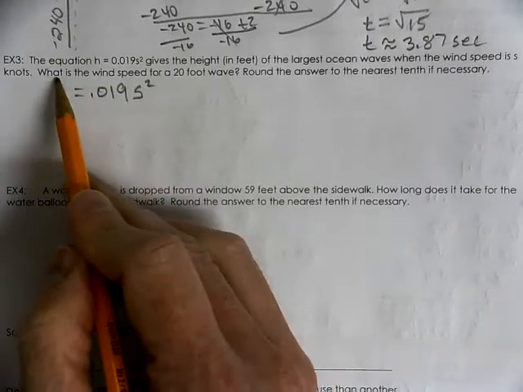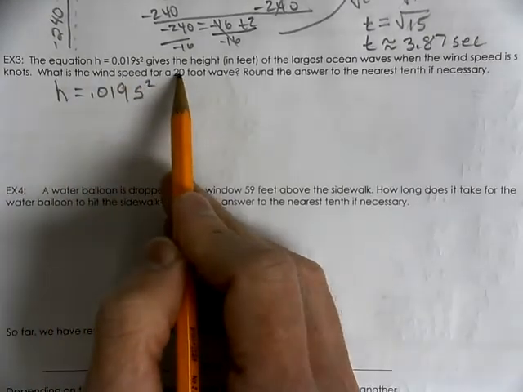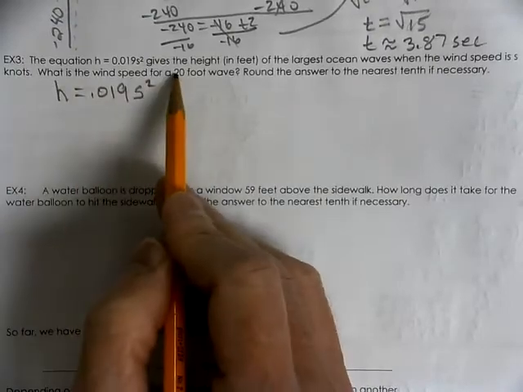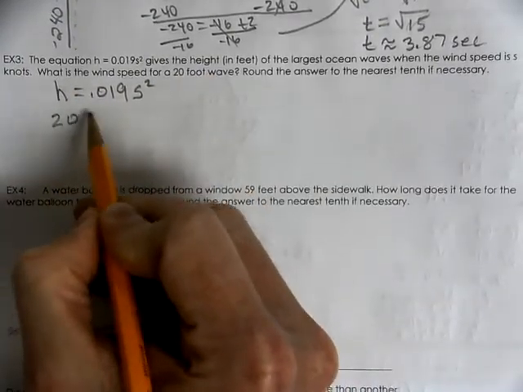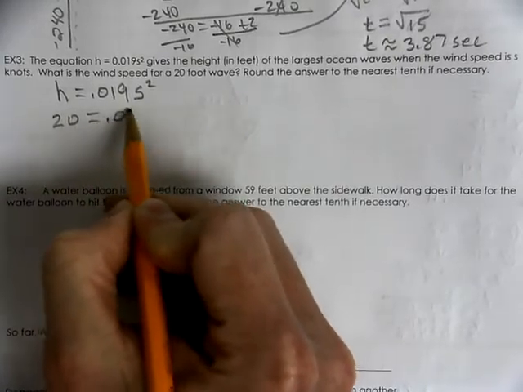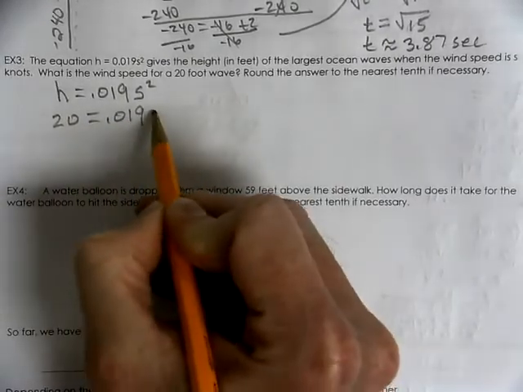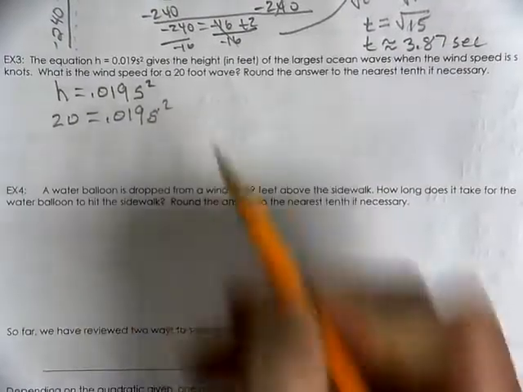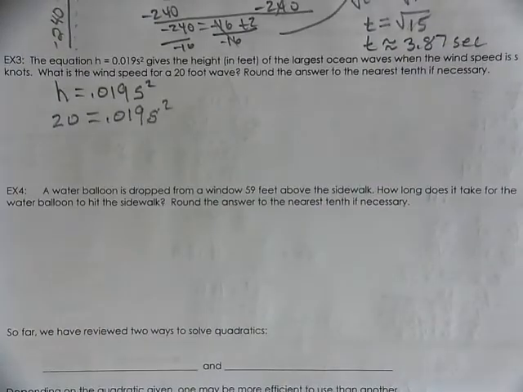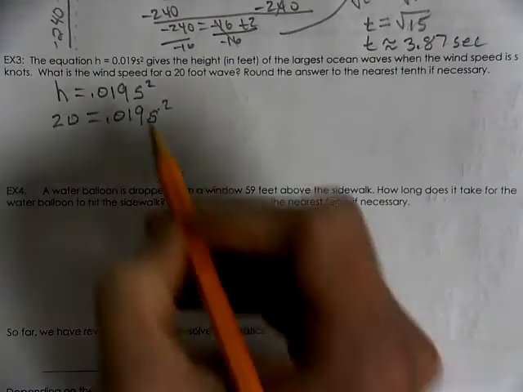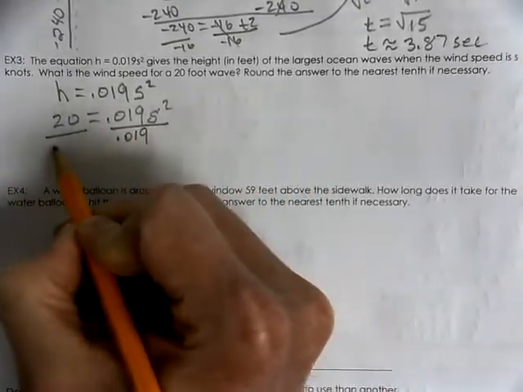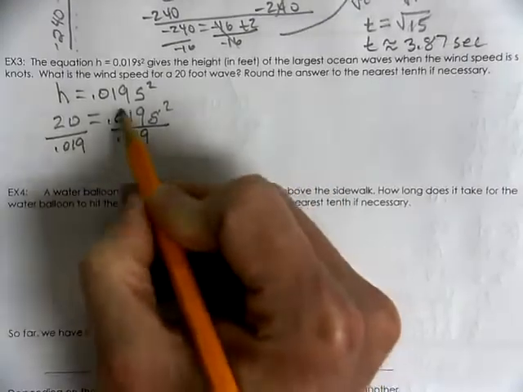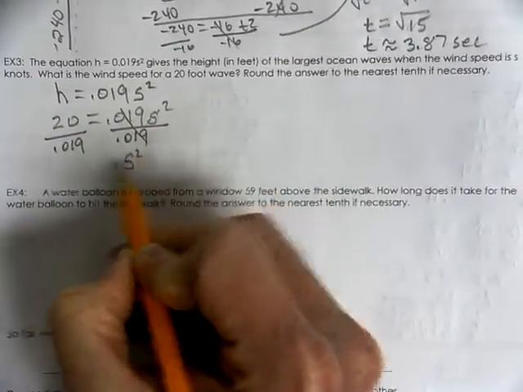So we want to know what is the wind speed for a 20-foot wave. So the height is 20 feet. We're trying to figure out the wind speed, so we are calculating for s. So we're going to divide by 0.019 because we need to get the s by itself.